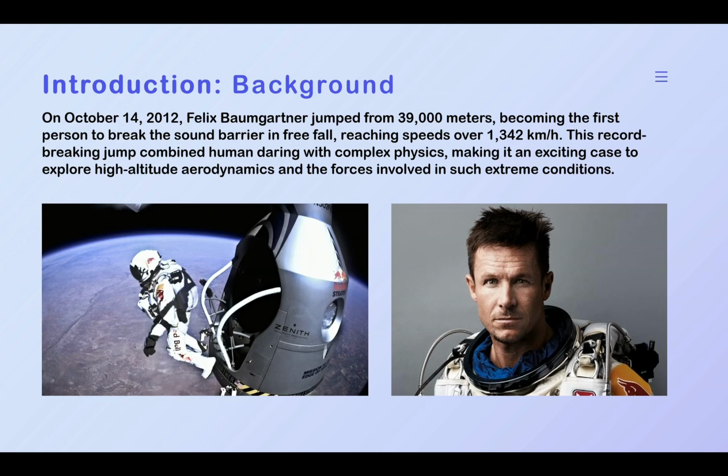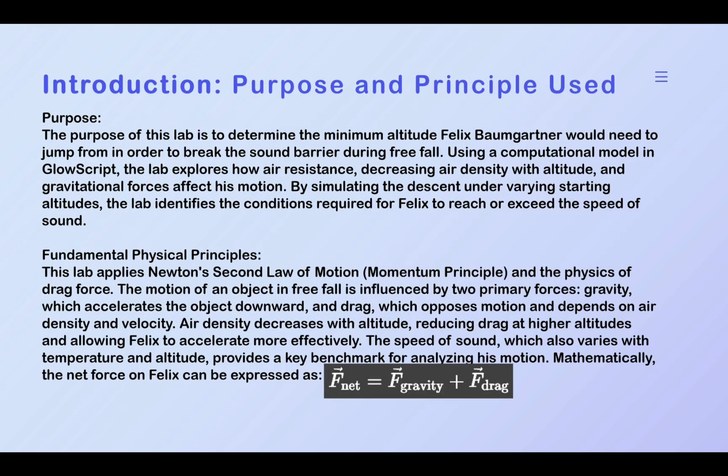Let's first see some background information. On October 14, 2012, Felix Baumgartner jumped from 39,000 meters, becoming the first person to break the sound barrier in freefall, reaching speeds over 1,342 kilometers per hour. This record-breaking jump combined human daring with complex physics, making it an exciting case to explore high-altitude aerodynamics and the forces involved in such extreme conditions.